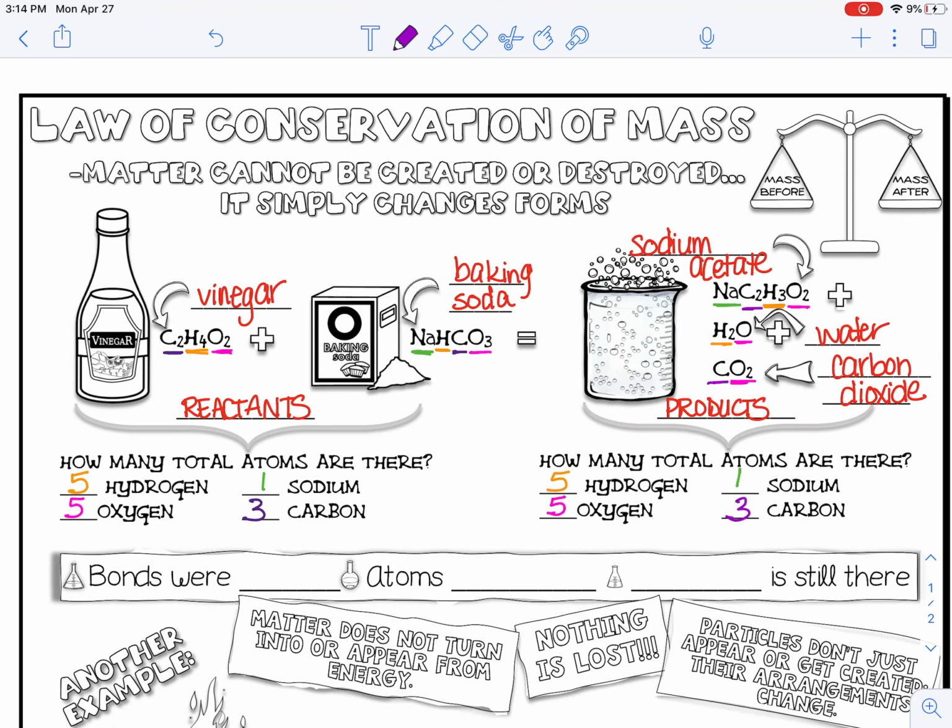If I was able to take the mass of all of this information in a lab, I would also be able to tell, let's say we just put some numbers on here. If I had 5 grams of vinegar plus 5 grams of baking soda, if I combined them all and was able to trap my carbon dioxide, I would still end up with 10 grams of the products.